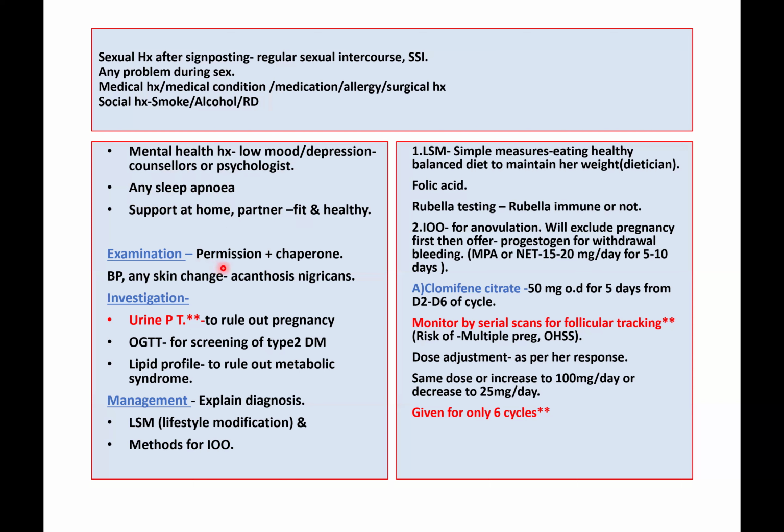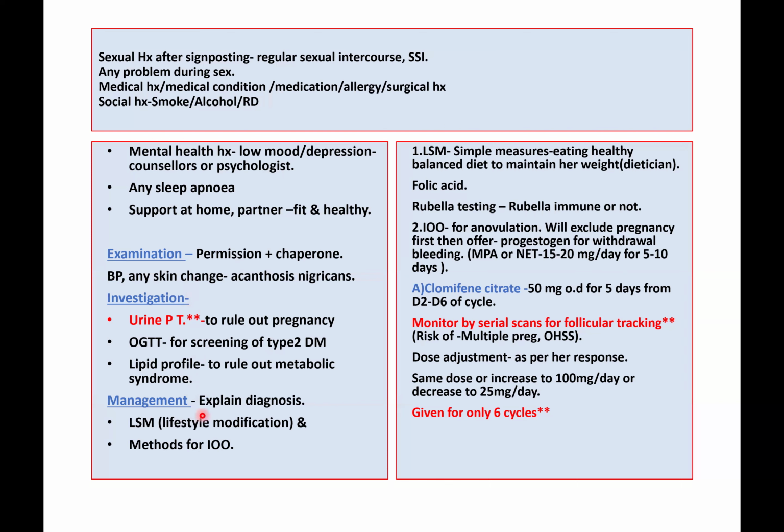I would like to examine the patient with permission in the presence of a chaperone, checking her BMI. I would like to know her blood pressure as well, and whether there are any skin changes like acanthosis nigricans. Then offer investigations. As the periods are irregular, a urine pregnancy test to rule out pregnancy. She's at risk of type 2 DM, so OGTT for screening of type 2 DM, and a lipid profile to rule out metabolic syndrome. So history, examination, investigations, you will not forget. Just go step by step.